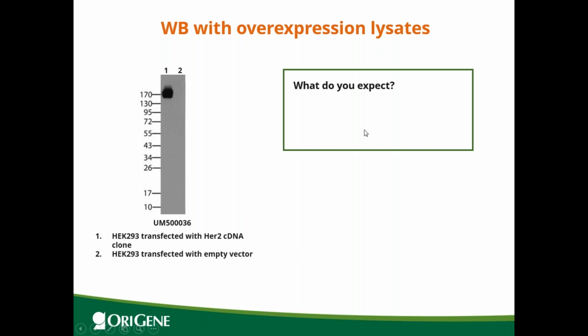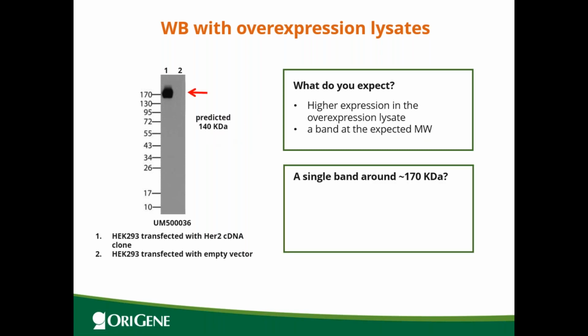So what do you expect to see from this type of test? You want to see higher expression of the target protein in the overexpression lysate. And here we can see this antibody picks up a single band in the overexpression lysate and has no signal in the control lysate. Next, we want to make sure this band actually runs at the expected molecular weight. The predicted size for the human Her2 protein is 140 kilodaltons. However, this band runs a little bit higher than that. It's closer to 170 kilodaltons.